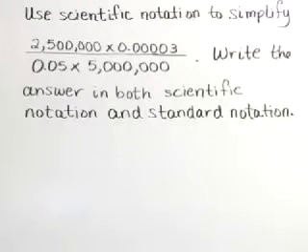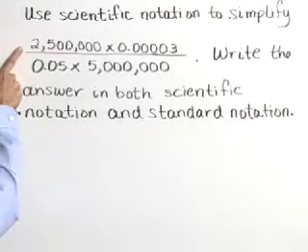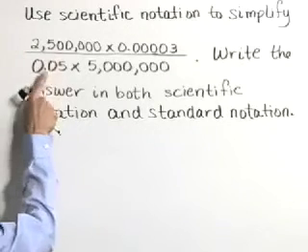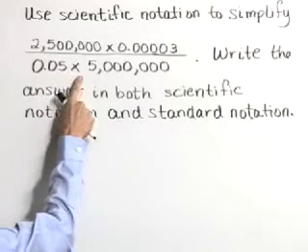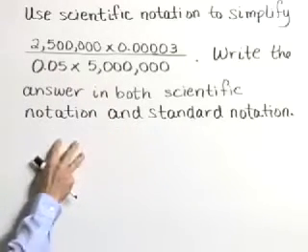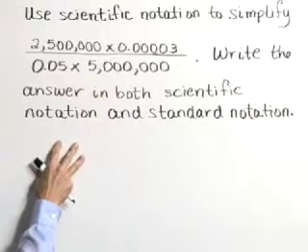Use scientific notation to simplify 2,500,000 times 0.00003 all over 0.05 times 5 million. Write the answer in both scientific notation and standard notation.